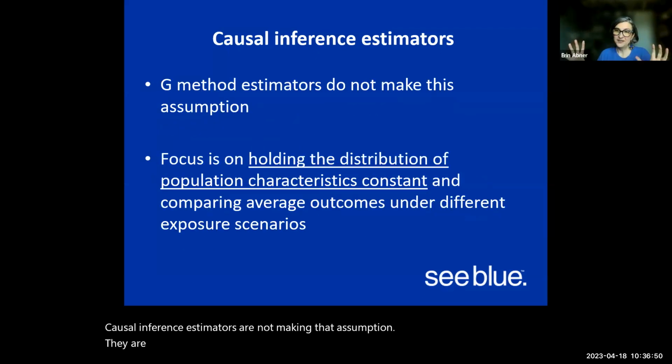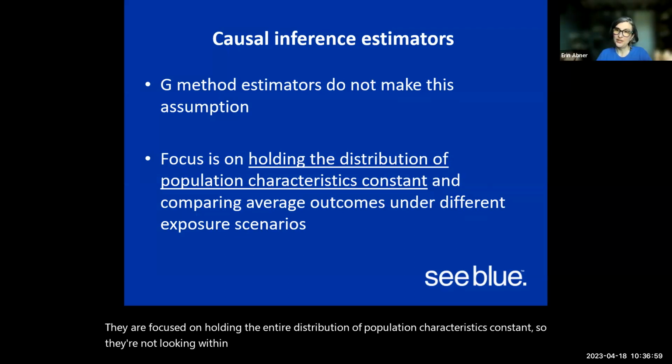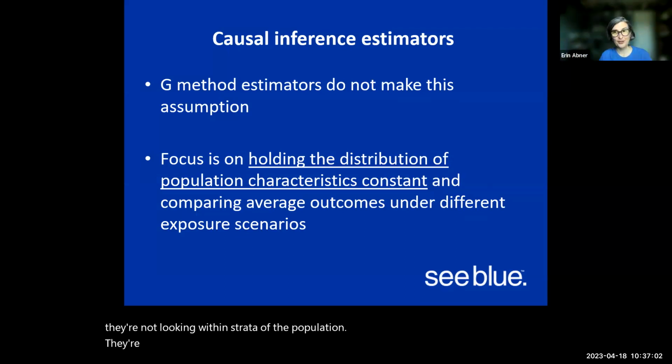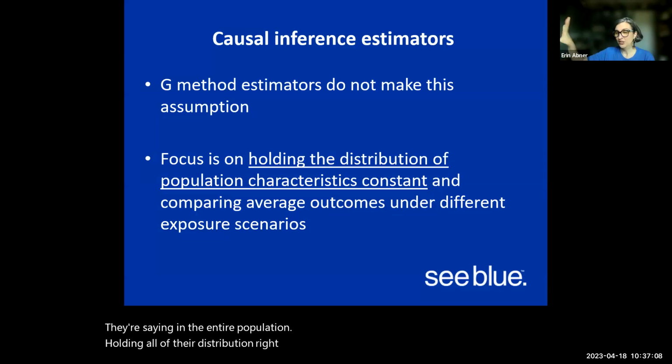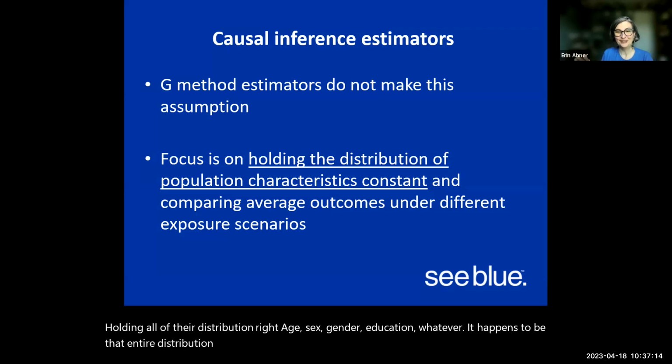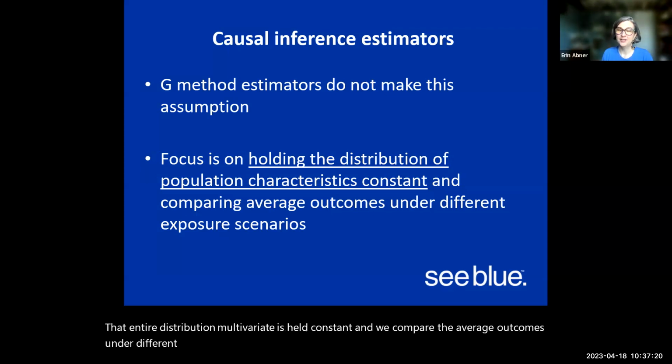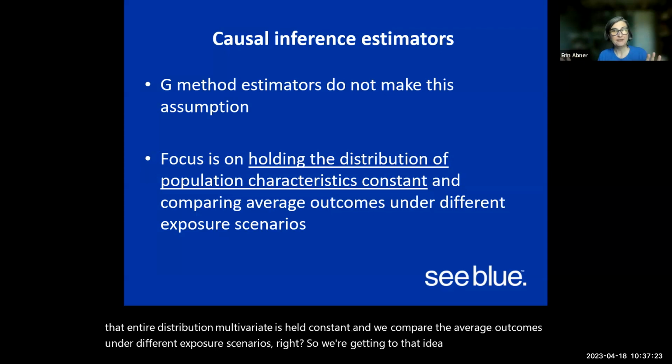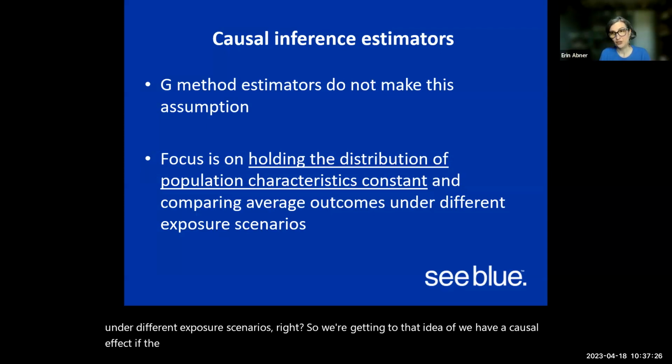They are focused on holding the entire distribution of population characteristics constant. So they're not looking within strata of the population. They're saying in the entire population, holding all of their distribution, right? Age, sex, gender, education, whatever it happens to be, that entire distribution, multivariate, is held constant, and we compare the average outcomes under different exposure scenarios, right? So we're getting to that idea of we have a causal effect if the entire population is treated, and at the same time, the entire population is untreated, and there's a difference in the average outcomes.